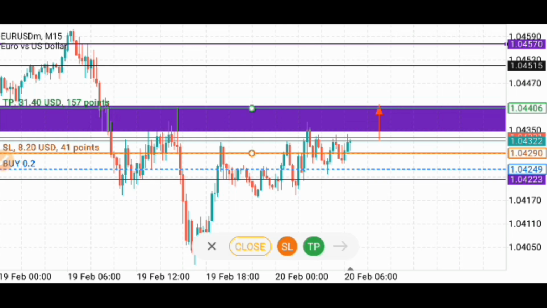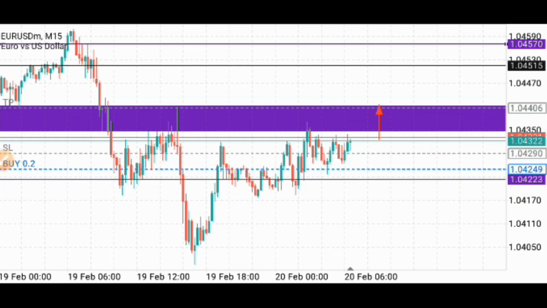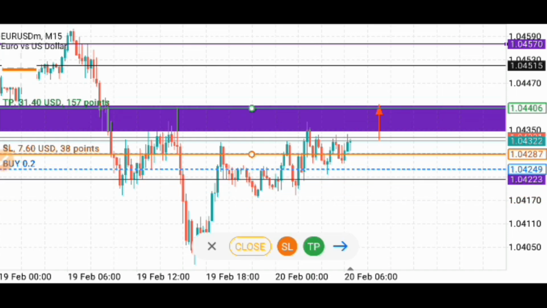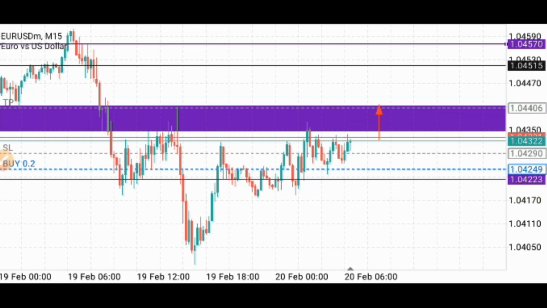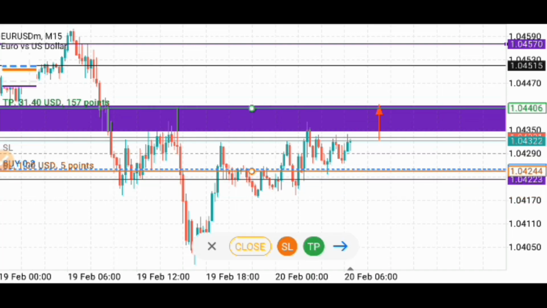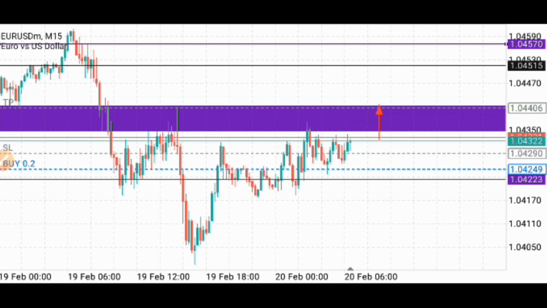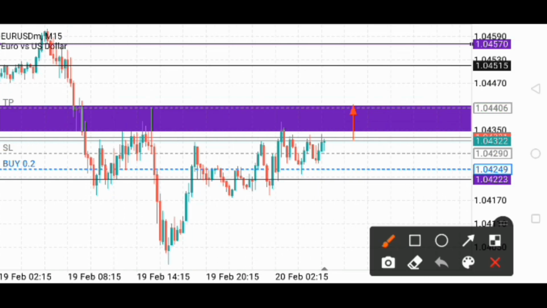So if it comes against me, I'm closing out with profits. Before, the SL was below here, but I've taken it to this level. So that means I have set BE in this trade. That's break even. So if the market comes against me and hits that place, I'll close out with a profit of $8. That's how it is. Very simple, guys.